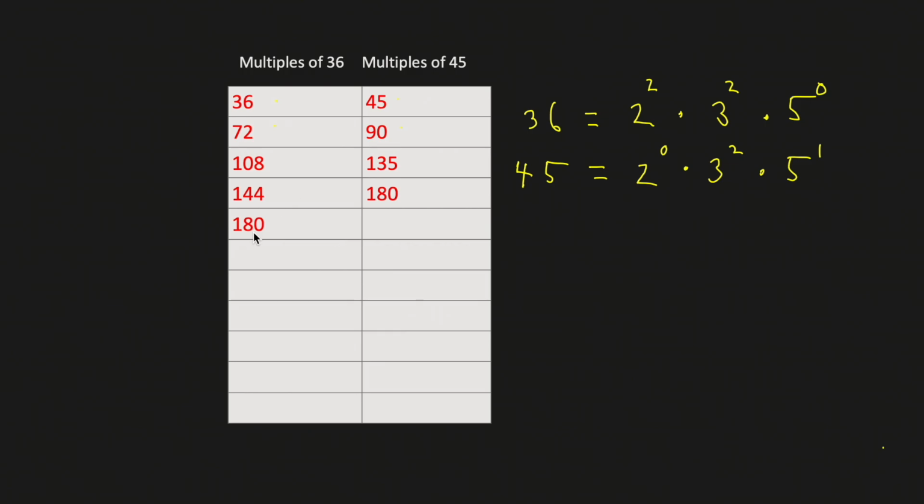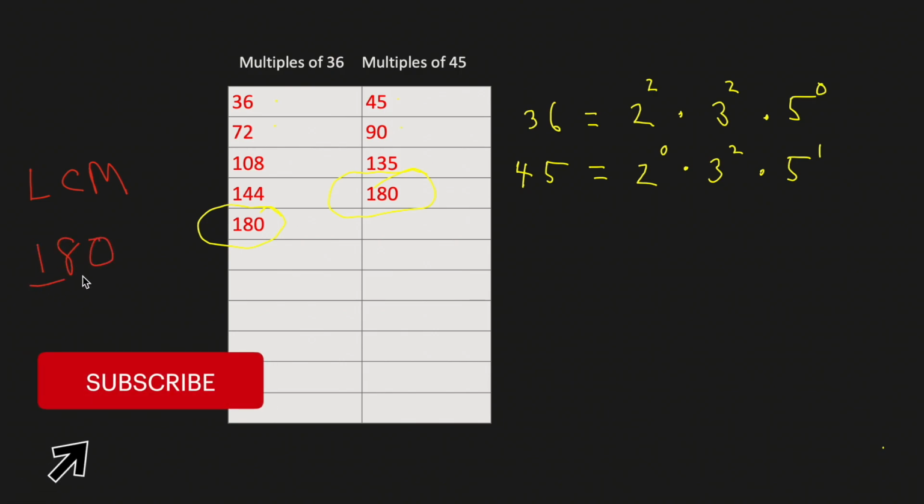The same number in both columns is a common multiple, a multiple of both 36 and 45. We stop when we get the smallest such number. So the least common multiple of 36 and 45 is 180. That'll be the new denominator in our fractions.